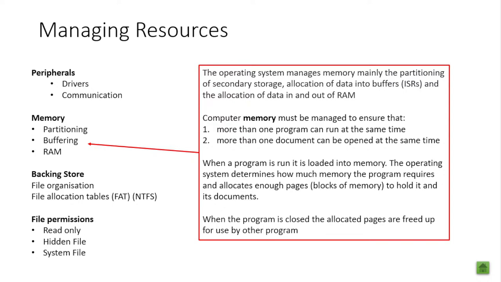So we also have the allocation of data into buffers. We've talked about single buffering and double buffering before. Buffers are found on external devices, they're found in your keyboard, for example, and they temporarily hold information. Then what happens is you press a key, for example, and it generates an interrupt service routine. That then stops your operating system and says, I need attention. And then your operating system deals with the interrupt.